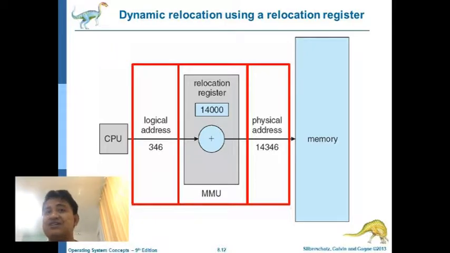Now suppose I have a logical address of 346 and a relocation register of 14,000. My physical address now is 14,346, which is the exact location of my program in the main memory. So this is how your main memory works, and this is how essential it is, particularly in the conversion of logical addresses into physical addresses.